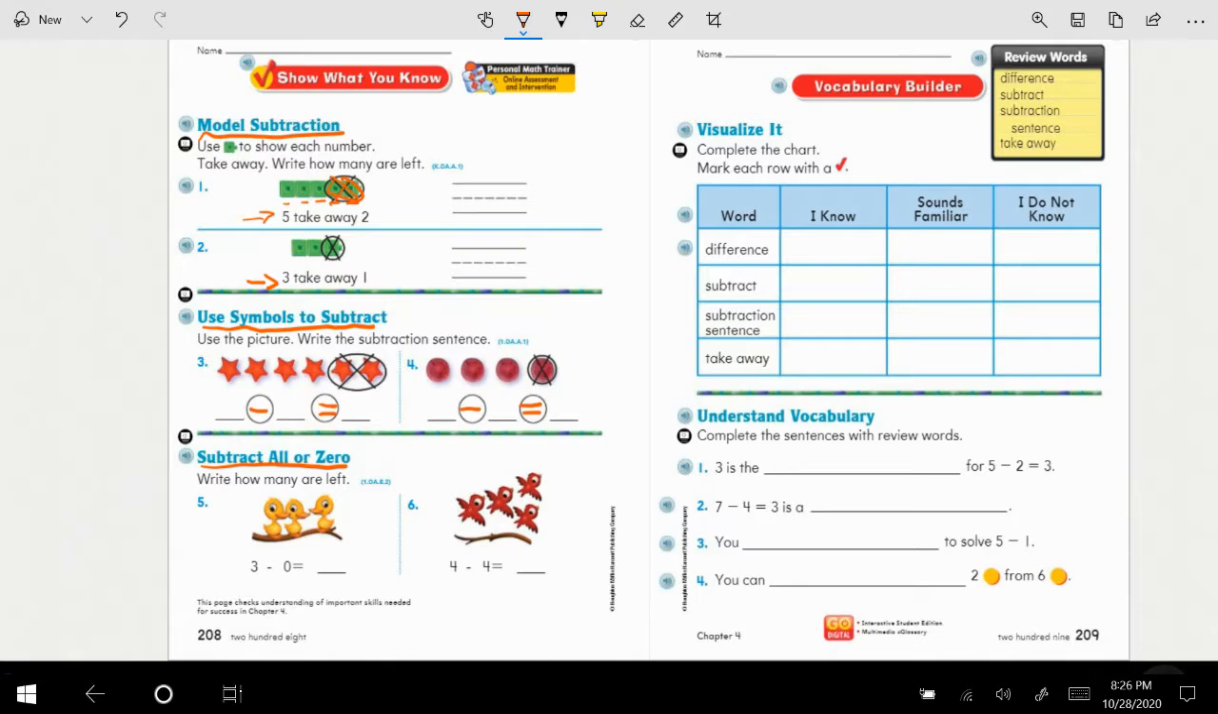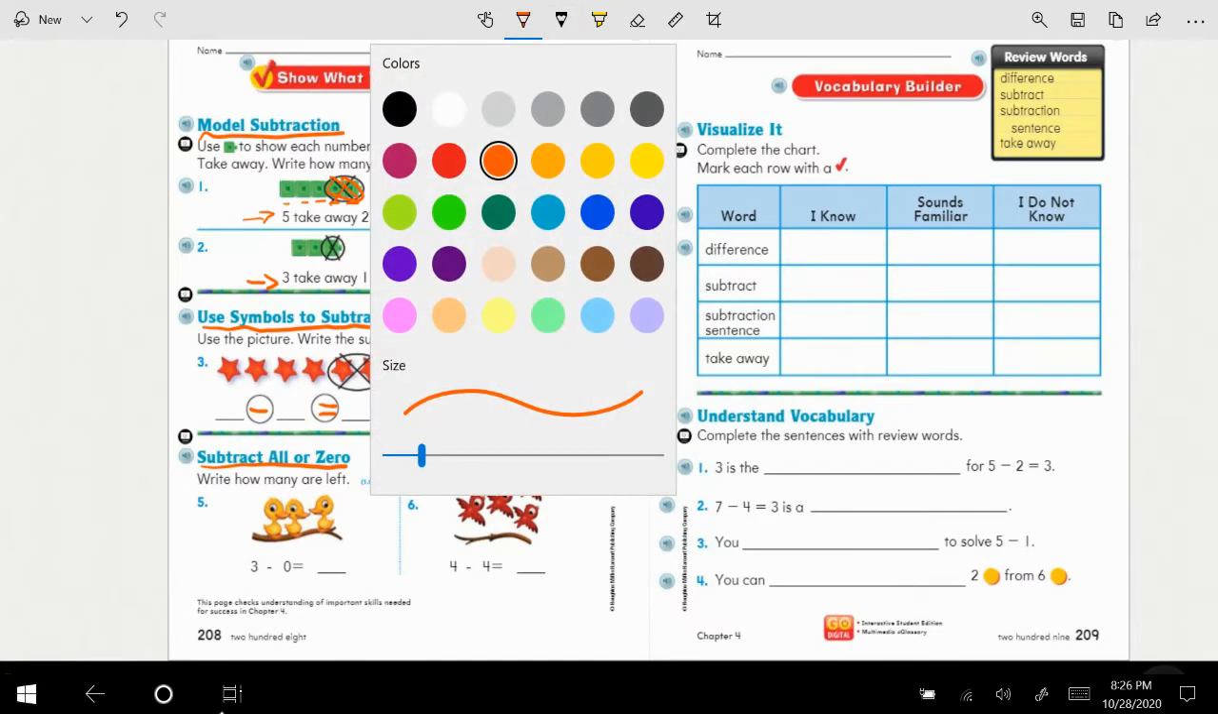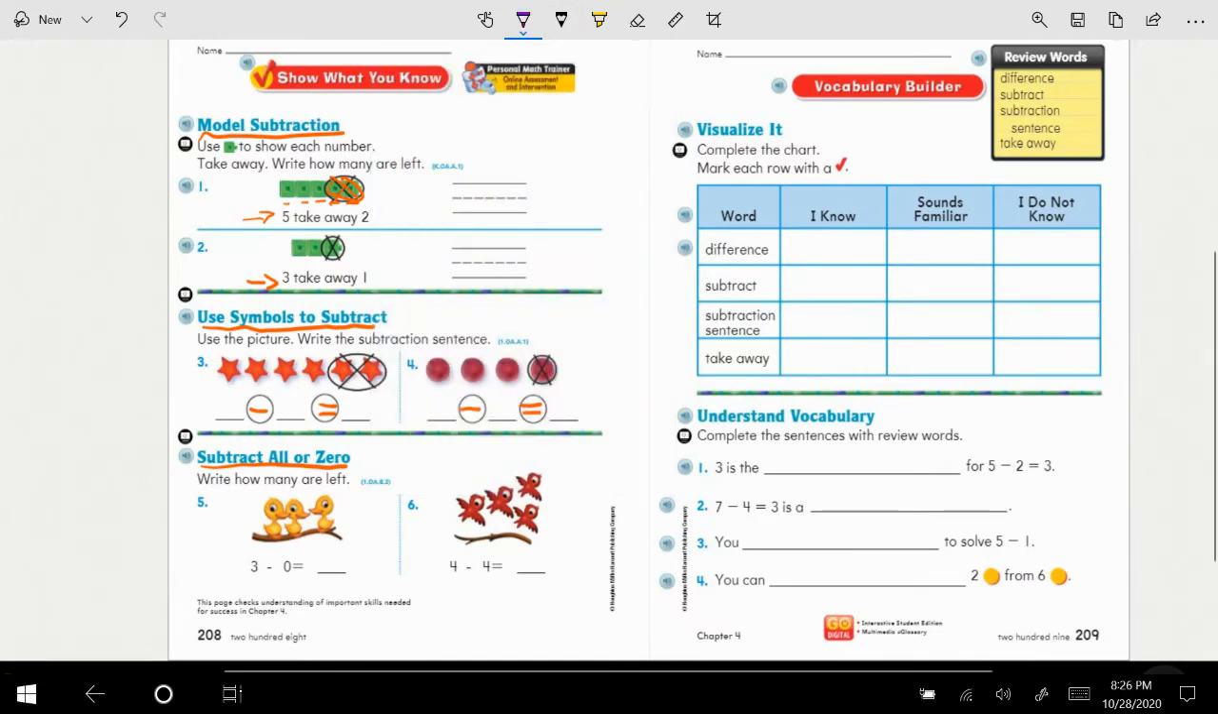Okay, if you have that done and taken care of, you can switch to your crayon. I'm going to switch to just another color here. Okay, so number 1, 5 take away 2. What is our difference? It is 3. Okay, and number 2, 3 take away 1. What is our difference? It is 2. Okay, so if you have those right, you get stars next to them. If you needed to fix them, put a star.